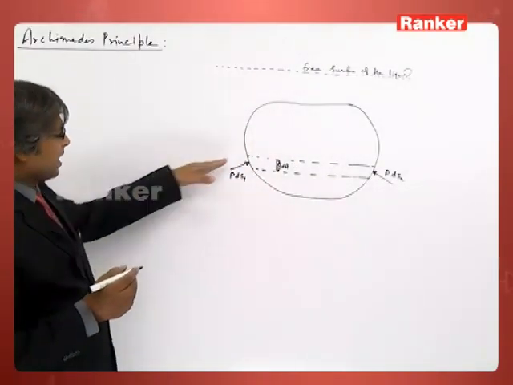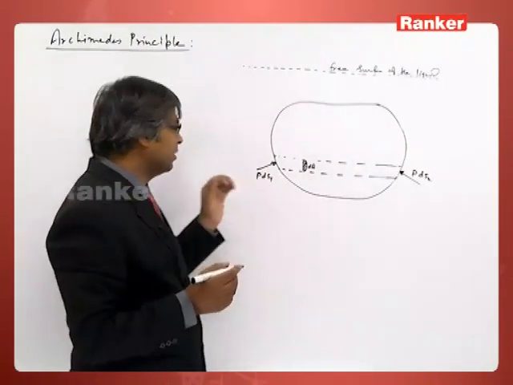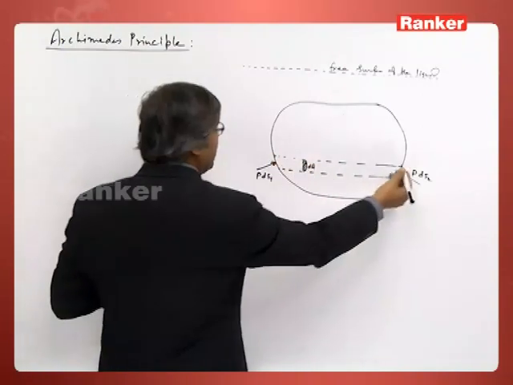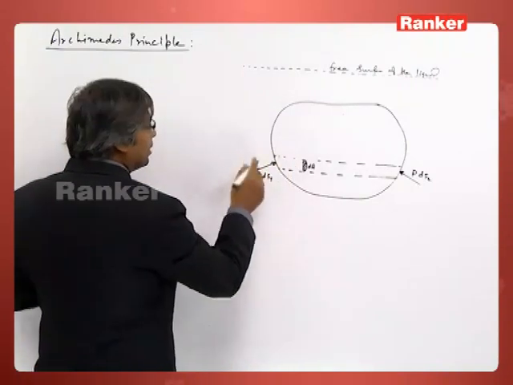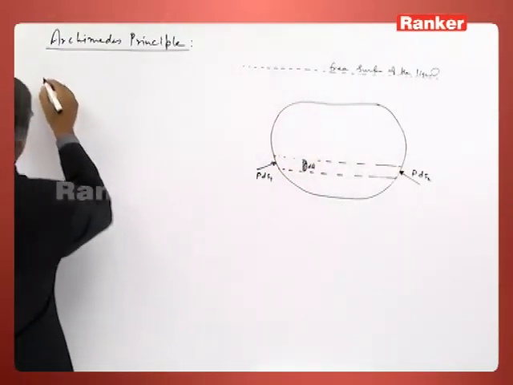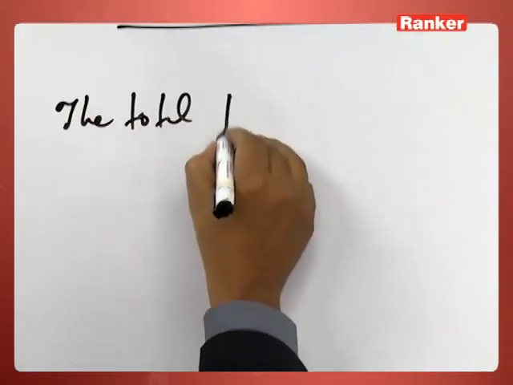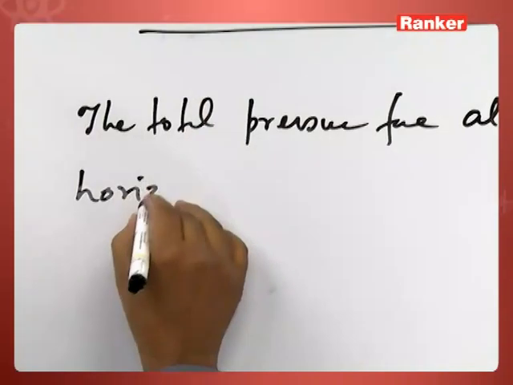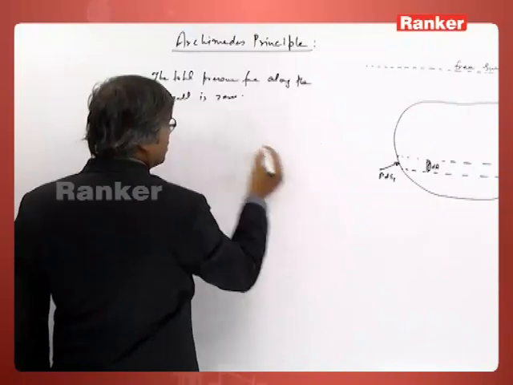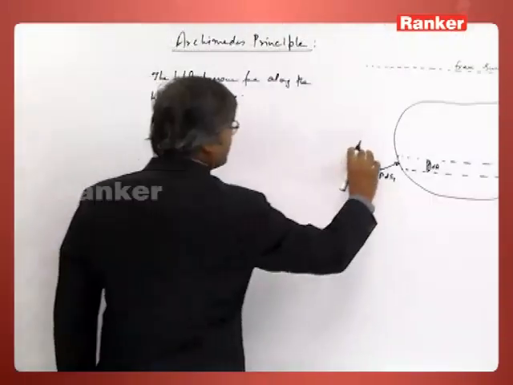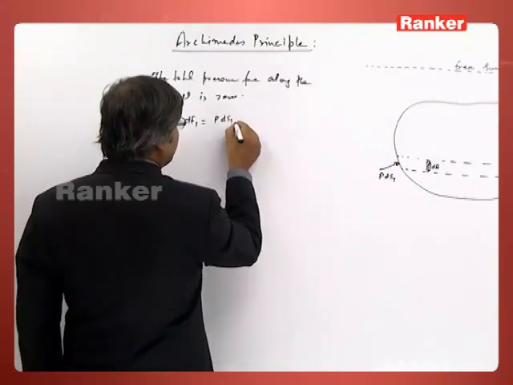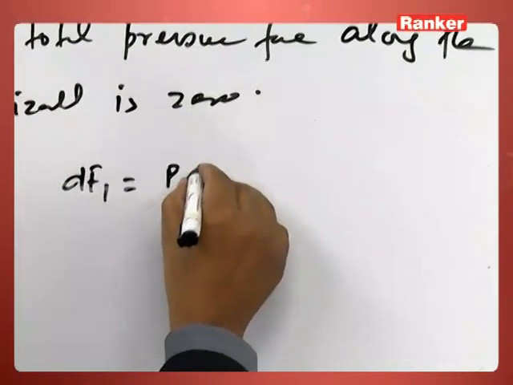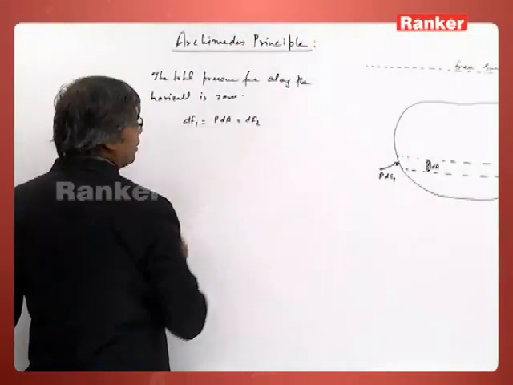Now let us see the contribution of the forces along the horizontal. The total force in this direction is the force on the projection of ds1 and ds2, which have the same area. So the total pressure force along the horizontal is 0. Why? Because the force dF1, that is P ds1, times the projected area, with cos theta or whatever, the projected area becomes dA, is equal to dF2. So the total force is 0.